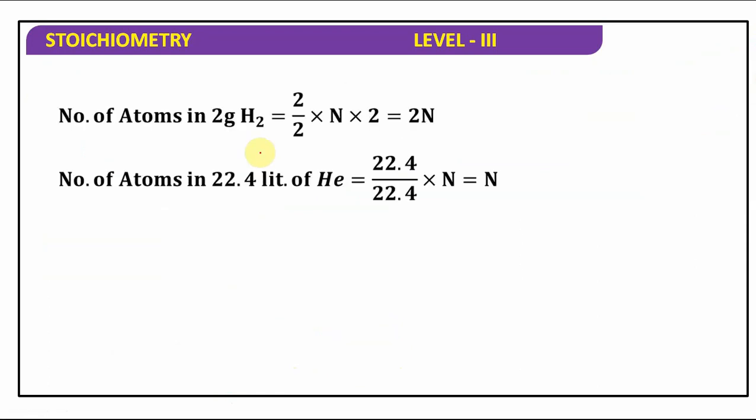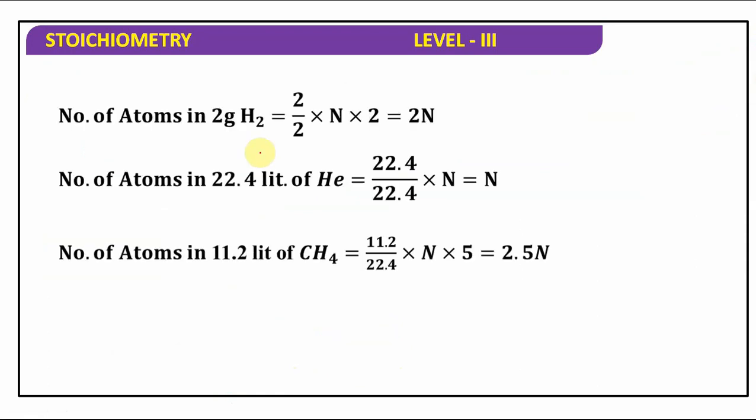Similarly, you have to solve it for the remaining also. Number of atoms in 2 grams H2: 2 upon 2, it is mass, no? So 2N. Number of atoms in 22.4 liter of helium: given volume is 22.4, molar volume is also 22.4. Only one atom, that's why we are not taking atomicity. Monoatomic helium into N, so it will give you N only. Number of atoms in 11.2 liter of CH4: 11.2 upon 22.4 into N. Atomicity will be 5, 1 plus 4 is equal to 5. So it gives you 2.5 N.